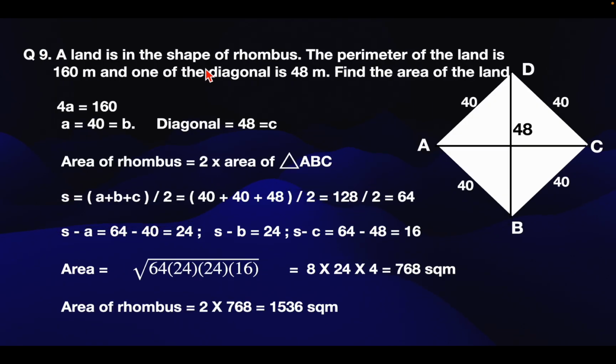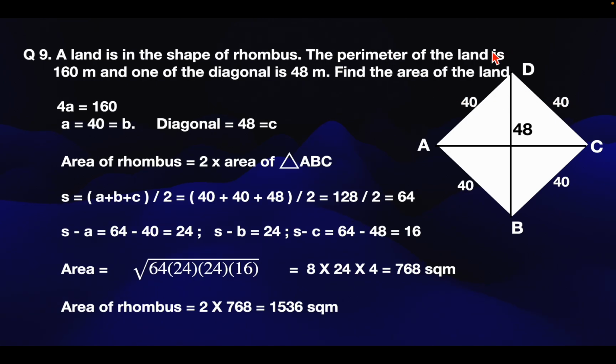A land is in the shape of a rhombus. The perimeter of the land is 160 meters and one of the diagonals is 48 meters. Find the area of the land. Okay, so here we know this is the figure of a rhombus. All the four sides of the rhombus are equal.